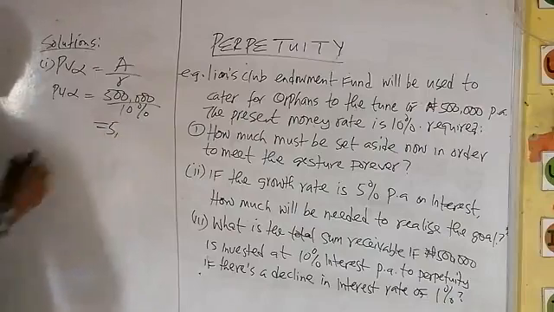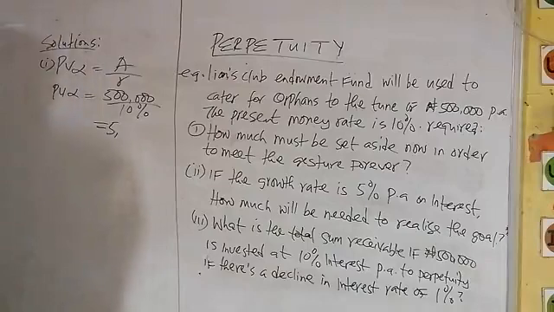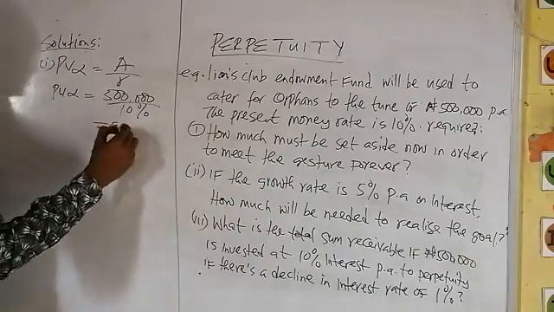Let's press our calculator for us to see it. So 500,000 divided by 0.1. Yes, we have it to be 5 million.